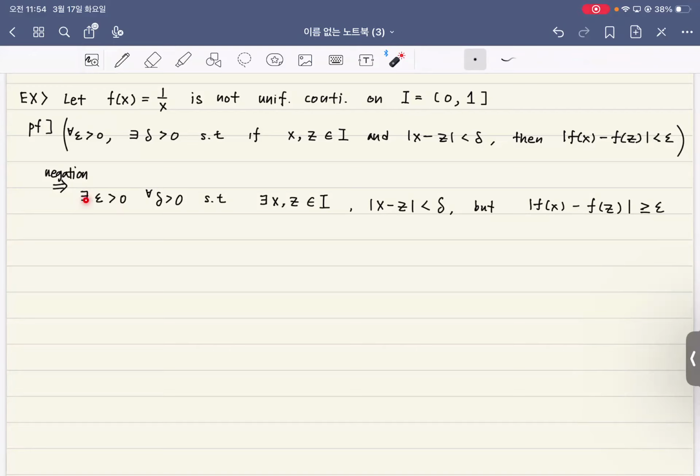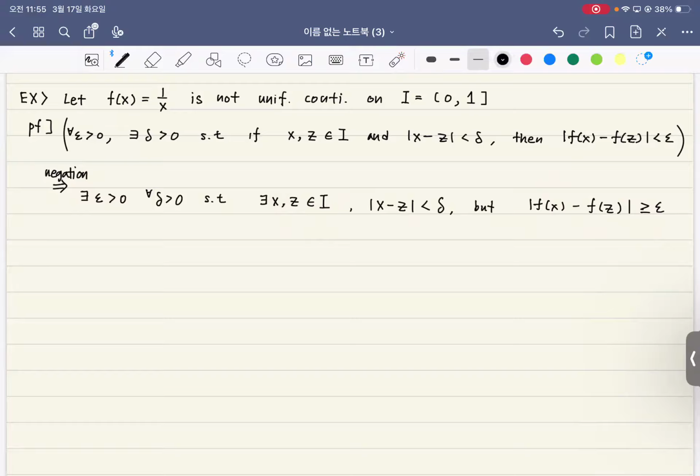For this epsilon, no matter how small your delta is, not every pair of points x and z, but you must still be able to find these two points. They are close to each other by this much, but the difference of the function values is greater than this. If you can always find such a pair of points from your interval, then this proves your function is not uniformly continuous.